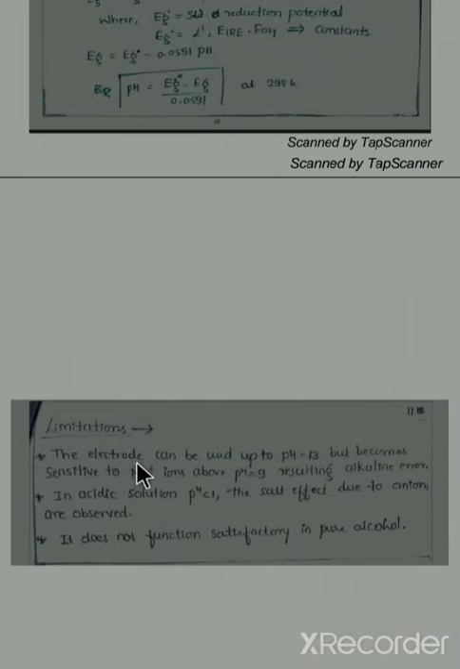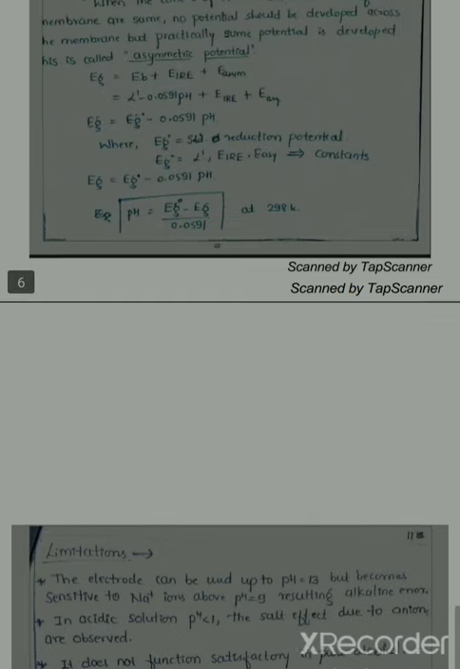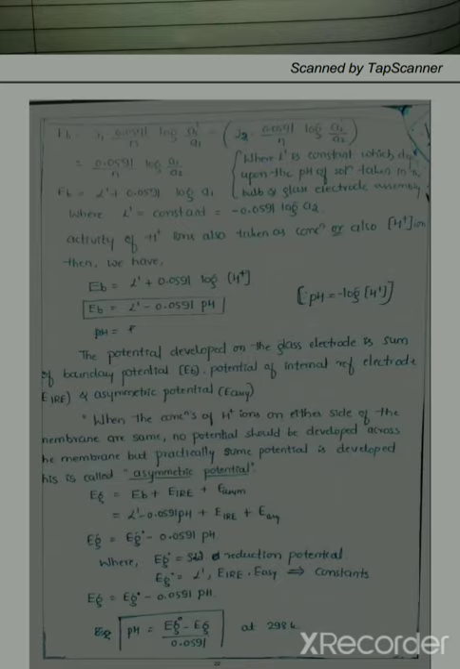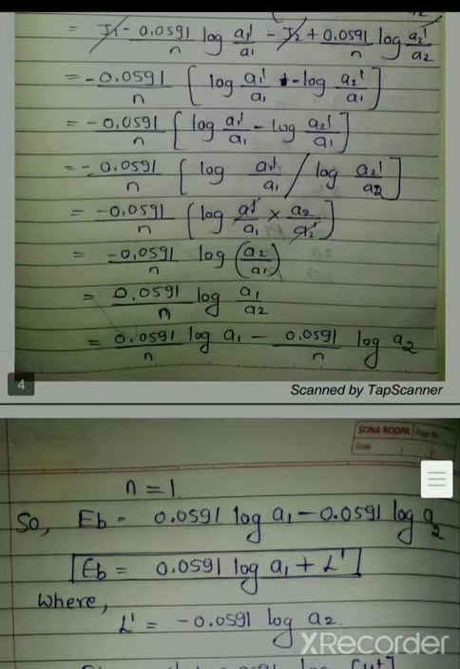This electrode can be used up to pH 13, but it becomes sensitive to Na plus ions above pH 9. So in alkaline medium it becomes very sensitive, and it does not function satisfactorily in pure alcohol. And one more: in acidic solution, when pH is less than 1, the salt effect due to anions is observed. So these are some limitations of using the glass electrode. So this is all about the glass electrode.